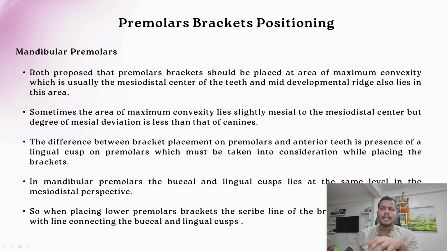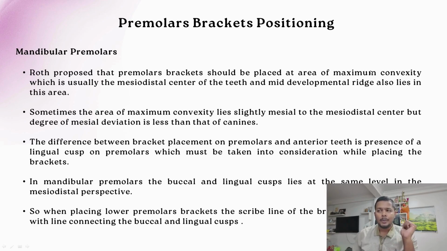Sometimes the area of maximum convexity lies slightly mesial to the mesiodistal center, but the degree of mesial deviation is less than that of the canine. So you can safely put the brackets in the mesiodistal center. You don't need to shift off to the mesial. You can just place at the center when you're placing brackets on the premolars. The difference between bracket placement on premolars and anterior teeth is the presence of the lingual cusps, which must be taken into consideration. It is very important while placing the brackets.